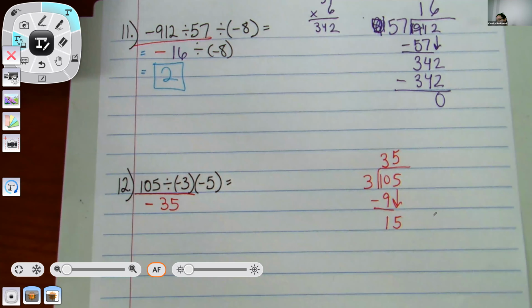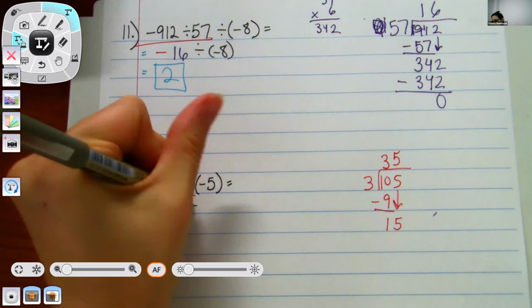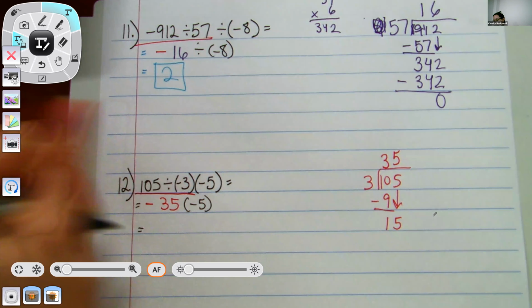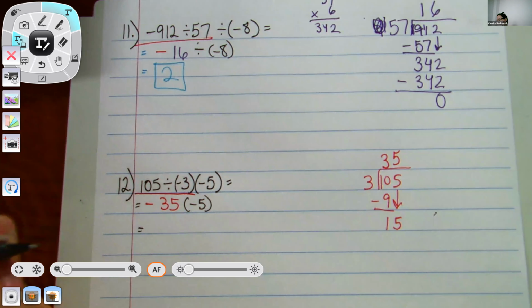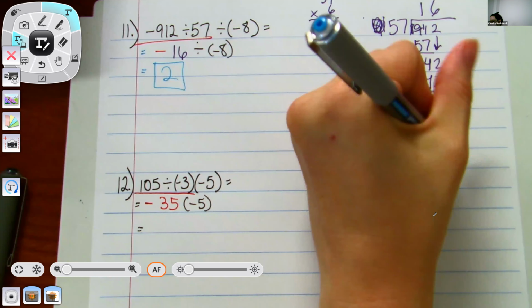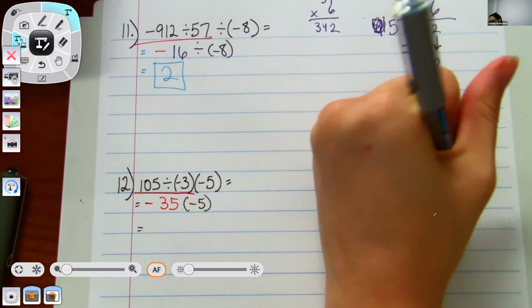And then that's going to be multiplied by negative 5. So a negative times a negative is going to be a positive. 35 times 5 is 175. Positive 175 is the answer.